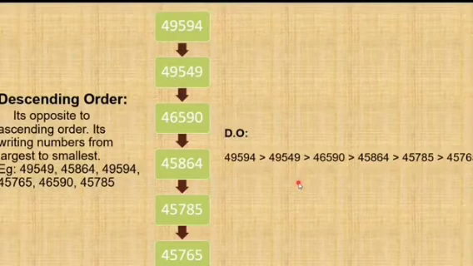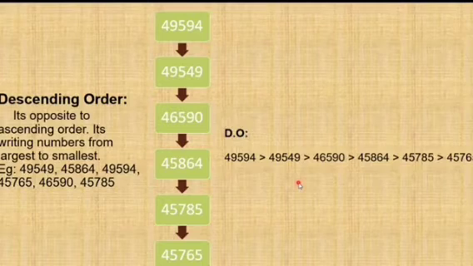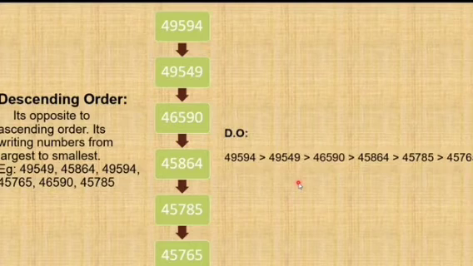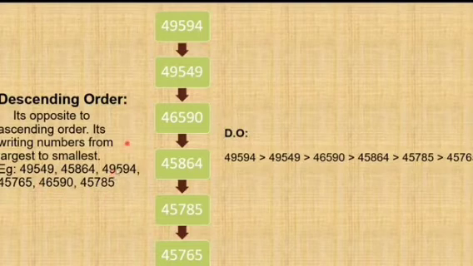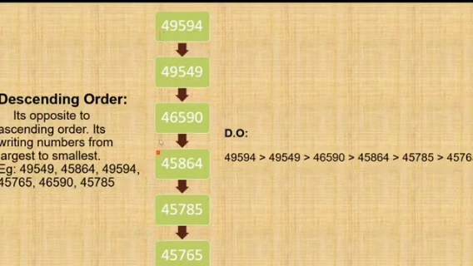It is opposite to ascending order because the numbers are written in opposite order, wherein we write numbers from largest to smallest. In ascending, we wrote from smallest to largest, but in descending, we will be writing from largest to smallest. Here also, we have a lot of numbers jumbled, not at all in order, but since it is descending order, we arrange it from largest to smallest.